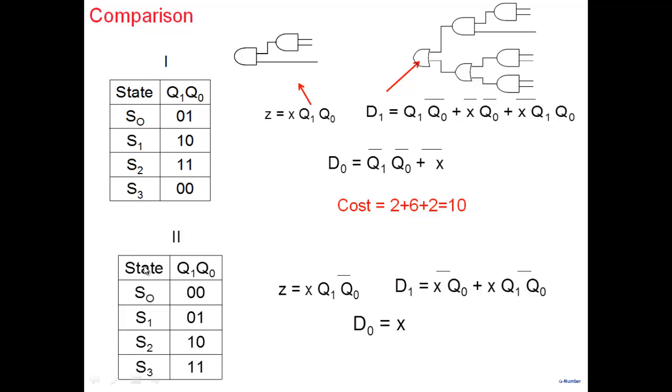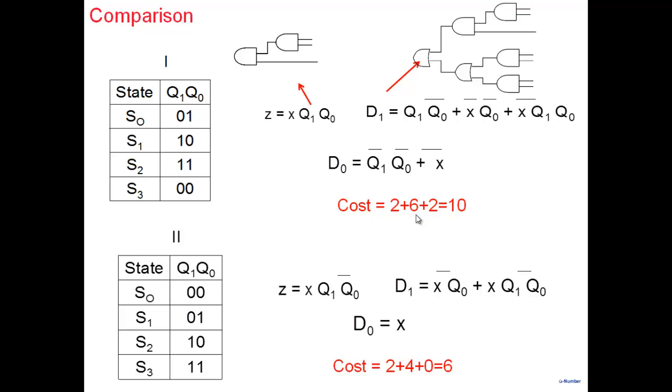Let's look at the other state encoding scheme. So this one is the other scheme for which we had obtained these minimized expressions, Z, D1 and D0. So we add them up, we get a cost of 2 here, and in this case we get a cost of 1, 2, 3 and 4 here. There's no cost in implementing D0, it's simply equal to input. So the total cost is 6 here.